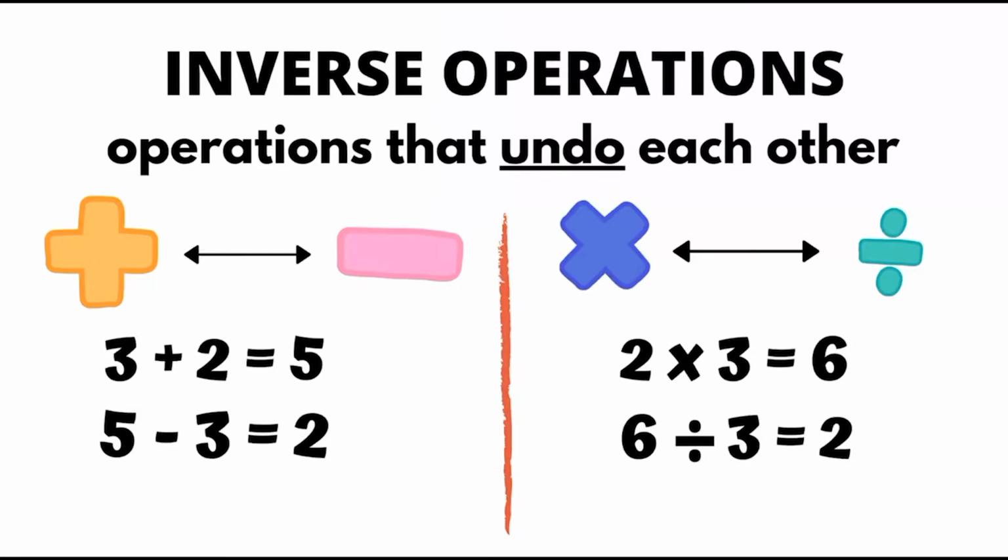For example, 3 plus 2 equals 5. So that means I can subtract 3 from 5 and get 2. 2 times 3 equals 6. So that means the inverse would be to divide. 6 divided by 3 is 2, or 6 divided by 2 is 3. We're going to be using inverse operations whenever we are solving equations, so it's important that you understand this.